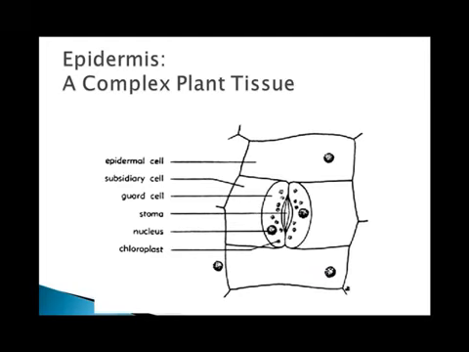A dermal tissue system called the epidermis covers all the primary plant parts. It has a waxy cuticle that covers the external surfaces of the plant to restrict water loss and resist microbial attack. The periderm replaces the epidermis when roots and stems increase in diameter and become woody. And stomata, openings between pairs of guard cells, permit water and gas exchange with the air.